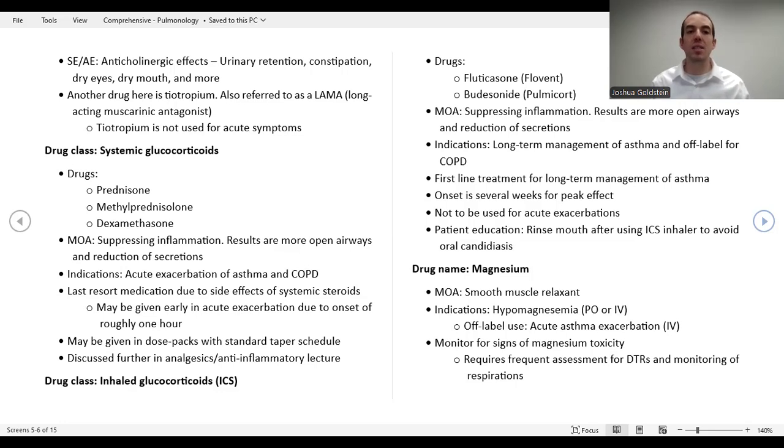And the reason for that is because the line it says here that we give it early because it takes about an hour to work. And if I'm treating this patient for a half hour and I realize this is worse than I thought, and now I give them the shot of steroids, I'm still going to be behind the curve for another hour until this kicks in. So in acute asthma, we give it pretty quick.